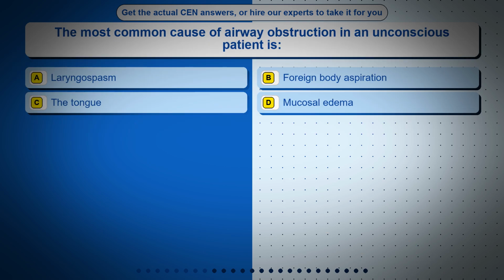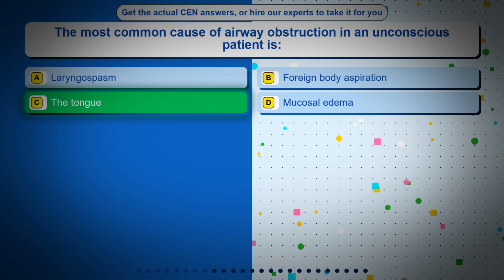Question 8. The most common cause of airway obstruction in an unconscious patient is. Option A. Laryngospasm. Option B. Foreign body aspiration. Option C. The tongue. Option D. Mucosal edema. The correct answer is option C.